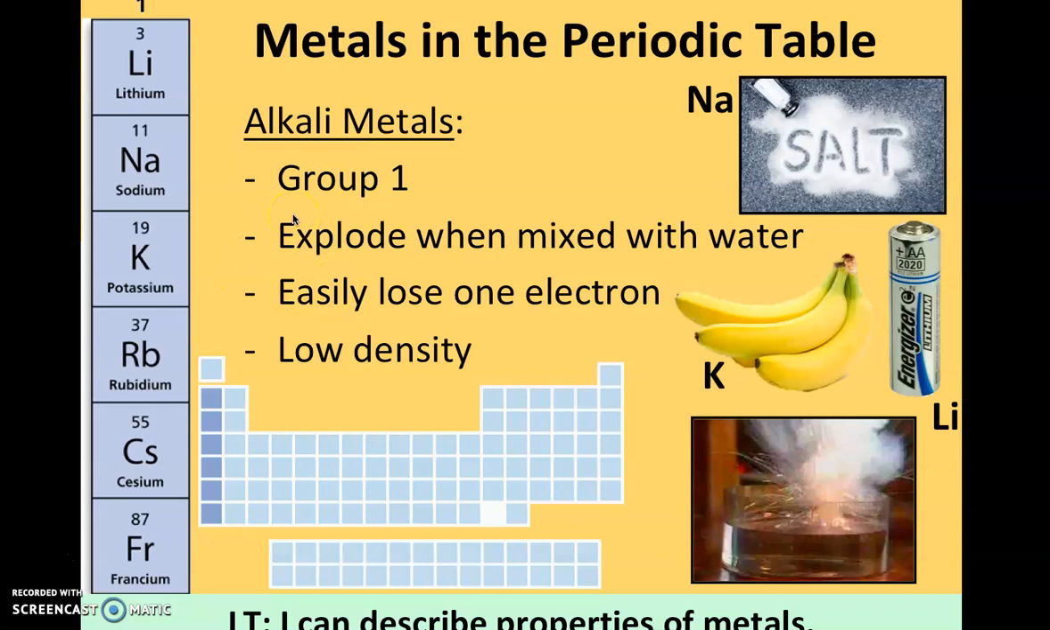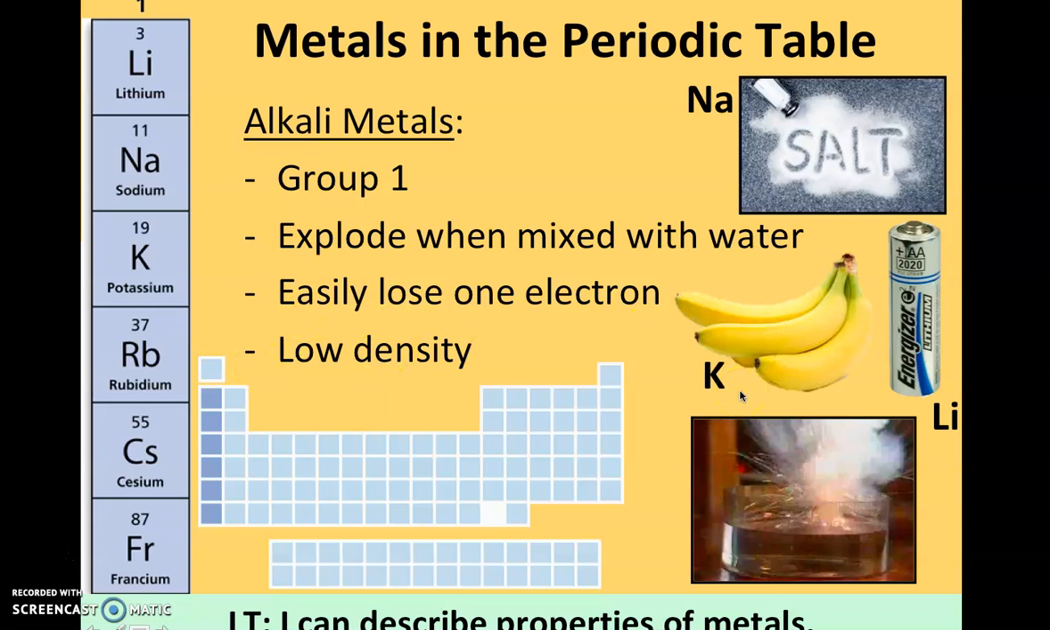So the metals that are in group 1 are the alkali metals. Their common property is that they explode when they are mixed with water. They are highly reactive with water, so they literally will catch on fire and explode. There's a lot of cool videos online showing the alkali metals. And they are really reactive because they can easily lose one electron. They have kind of this one extra electron in their valence shell, and they will try to give that electron away. They try to get rid of it.